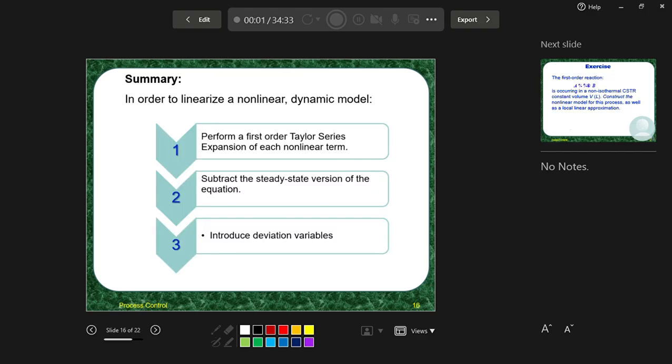So to summarize the method of linearizing nonlinear dynamic models, we have to follow these three steps. In step number 1, we perform a first order Taylor series approximation for the nonlinear parts of the differential equation. Then we subtract the steady state form of the equation from the dynamic equation to then introduce the deviation or perturbation variables.